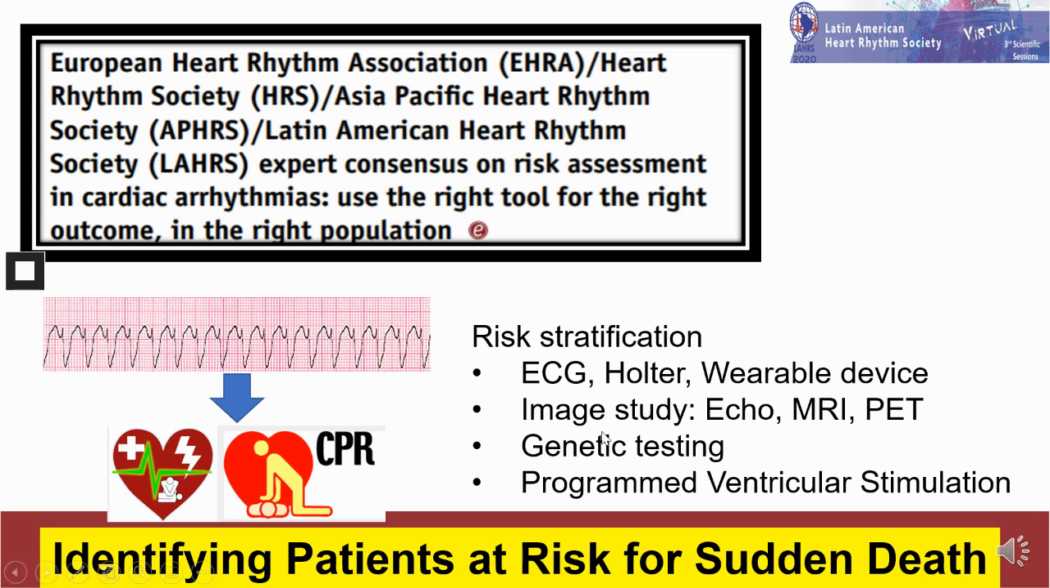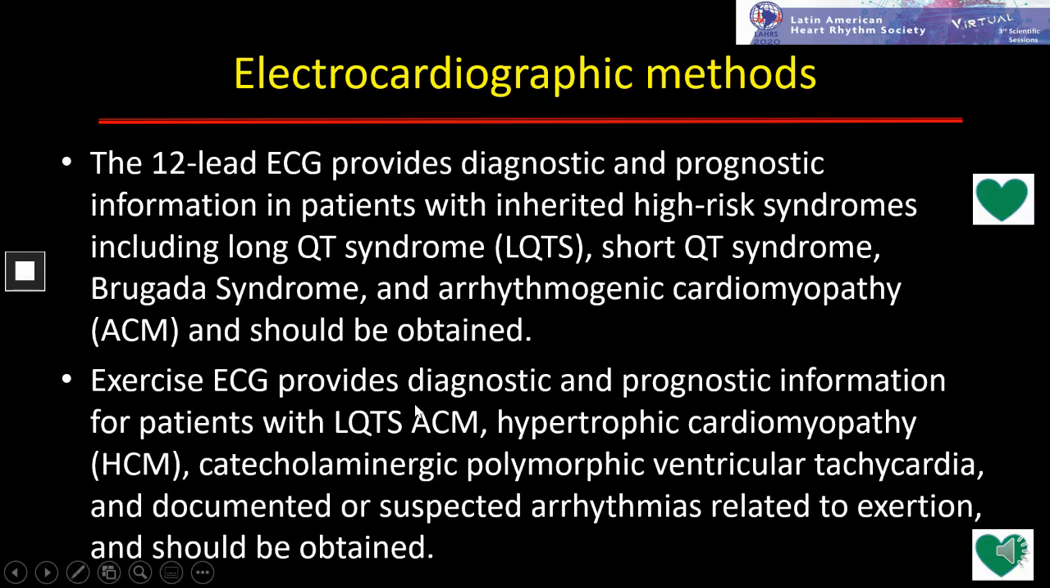So, what are the general tools for risk assessment in patients with VT? Currently, we can use the ECG and the Holter wearable device. And we can use imaging studies such as echo, MRI, genetic testing, and programmed ventricular stimulation. All of these tools are useful to identify the risk for sudden cardiac death. I'll give a short introduction of each one.